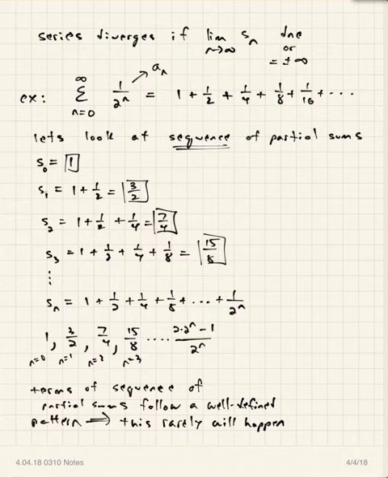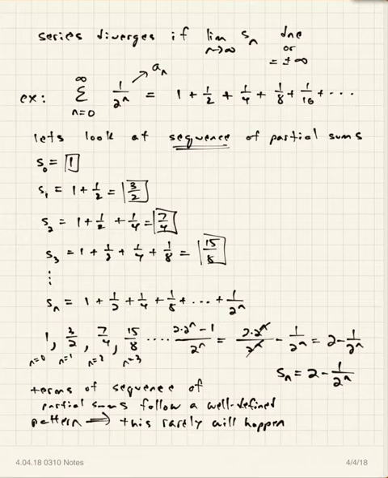And I've got this pattern here, and notice that this is really 2 times 2 to the n over 2 to the n, minus 1 over 2 to the n. And so the 2 to the n's divide out, and you end up with 2 minus 1 over 2 to the n. A really simple expression for the nth term of the sequence of partial sums. S sub n is 2 minus 1 over 2 to the n.